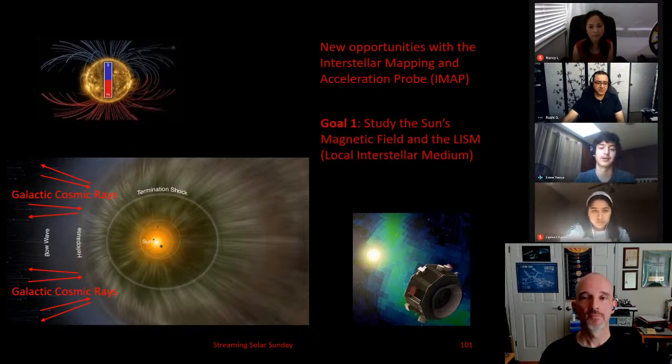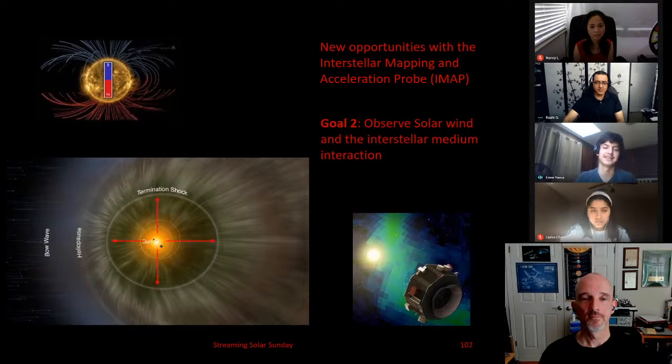The second goal of the program, which is a big part, is also related to the heliosphere, and that's the interaction between the solar wind of the sun and the local interstellar medium. So same area, however, a different emission from the sun. The solar wind is a continuous flow of particles from the sun, whereas solar flares are explosive releases of energy. This is more like a continuous emission.